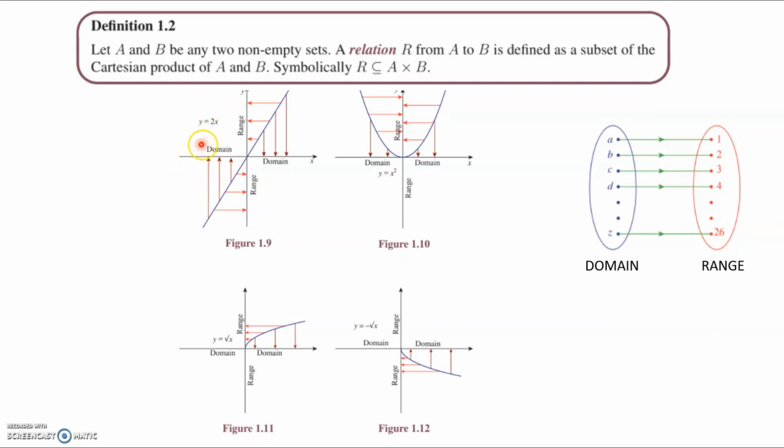And here are some examples of how you can show relations using the graph. Now consider y equals 2x. Now x is the domain and y is the range. For each value of x, there is a corresponding value of y. So this is called the relation. Similarly, y equals x squared will have, for each value of x, a value of y. Similarly, for y equals root x and y equals minus root x, you can establish relations between x and y.